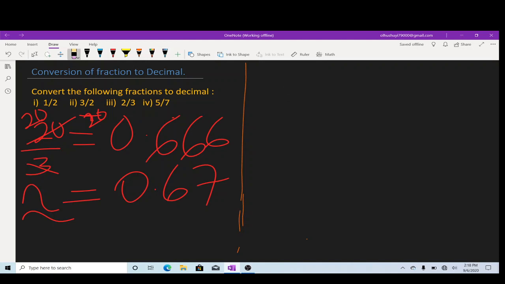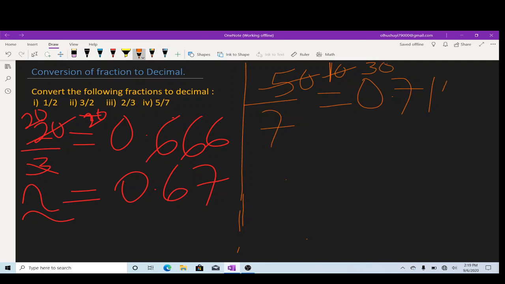So you have 5 upon 7. And that becomes what? 7 in 5. 5 is smaller than 7. So 7 cannot divide 5. You have a 0 point. You add 0 here. So 7 in 50. 7 times 7 is 49. So that will be 7. 1 is left. You check 7 in 1. Is it possible? It's not possible. You add 0 to it. 7 in 10. That's 1. Remainder 3.